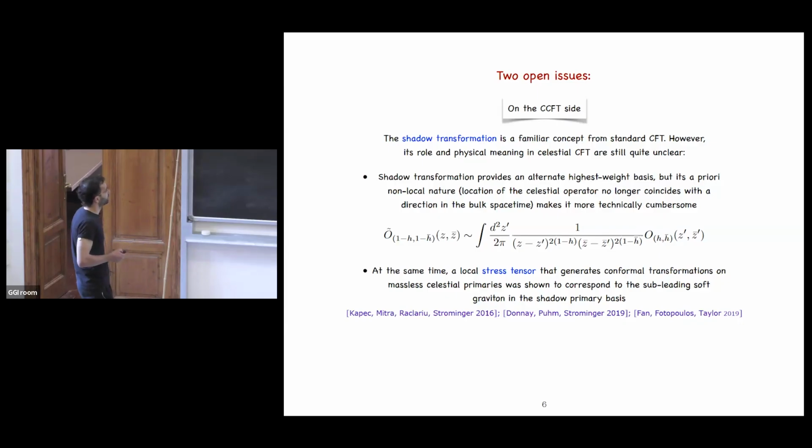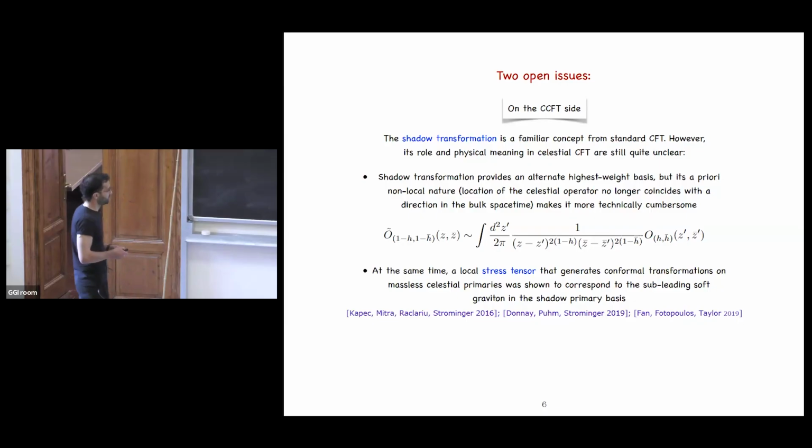It's not clear. In particular, this is the shadow transform, and on the 2D sphere it's written in this non-local way. There's this integral over the sphere that depends on these weights h and h bar, and these objects shift the weights h and h bar of the operator to 1 minus h and 1 minus h bar. At the same time, we know that these objects actually play an important role in CFT, in particular in celestial CFT. The stress tensor of the celestial CFT has been constructed starting from the shadow transform of the subleading conformally soft graviton.